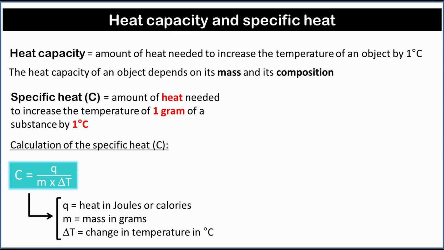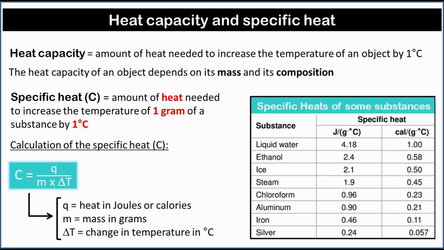This leads to the concept of specific heat, for which capital C is used as the symbol. The specific heat is the amount of heat needed to increase the temperature of 1 gram of a substance by 1 degree Celsius, and can be calculated by the formula that is shown here. Q is the heat in joules or calories. M is the mass in grams. Delta T is the change in temperature in degrees Celsius. The specific heats of some common substances are shown in this table. It can be noticed that water has a high specific heat compared to the other substances.